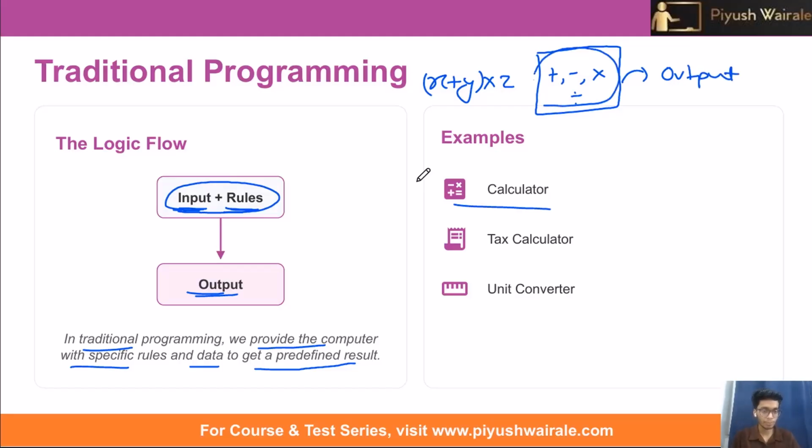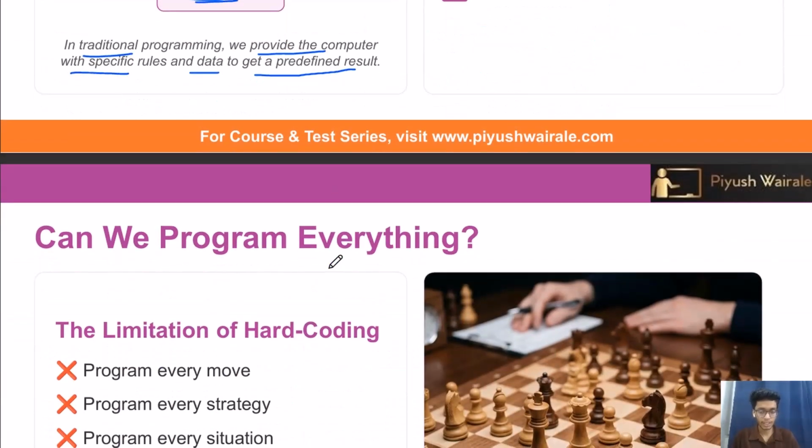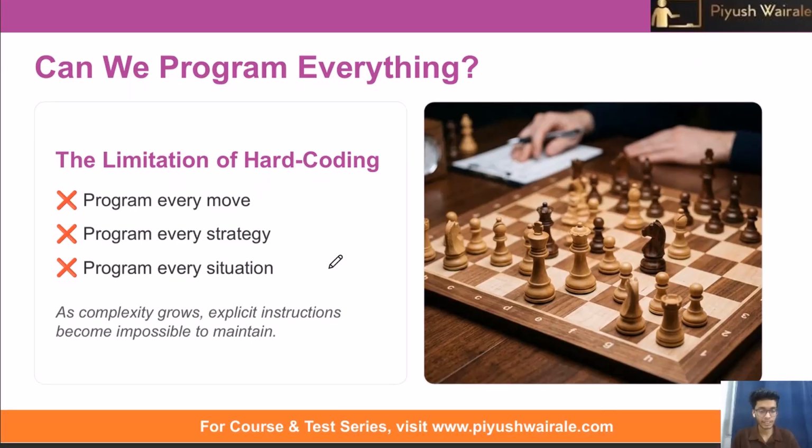We coded for every operation. Okay, this was the traditional programming approach. Now the question arises: can we program everything? Taking the example of this chess game, can we program every move? Can we program every strategy? Can we program every situation?